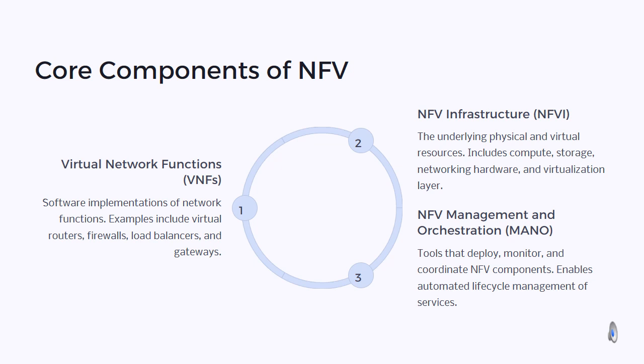NFV management and orchestration, MANO: this component is responsible for automating the deployment, management, and scaling of VNFs. It ensures that virtualized functions are working efficiently and optimally. A good analogy is a cloud data center. VNFs are the applications, NFVI is the physical infrastructure, and MANO is the system that automates everything, ensuring smooth operations.